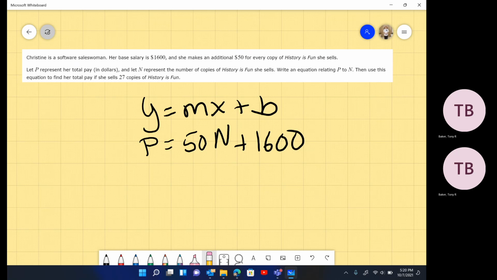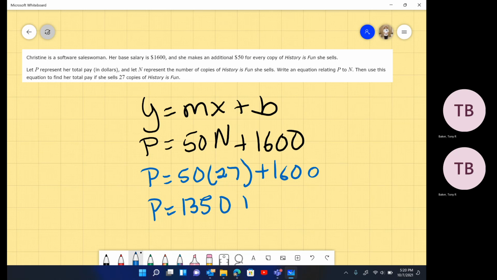So now in this case, they're asking what happens if she sells 27 copies. So we're going to plug in 27. So P equals 50 times 27 plus 1,600. So 50 times 27 is 1,350. Plus 1,600. So it's 1,350 plus 1,600 equals 2,950 is what she makes.